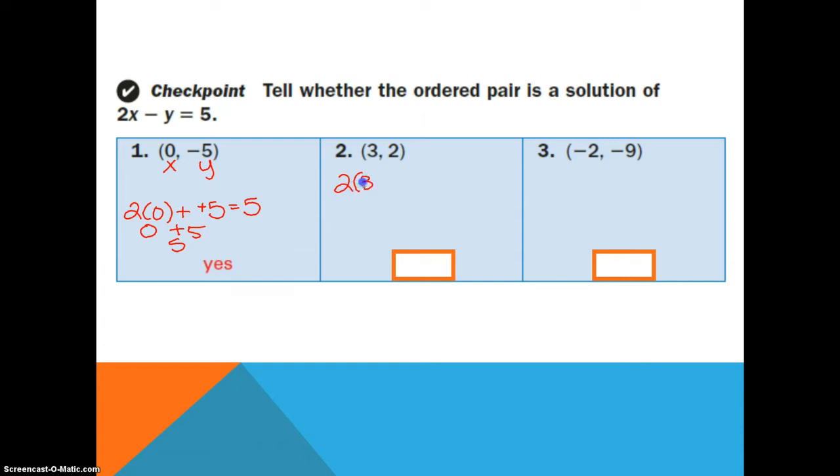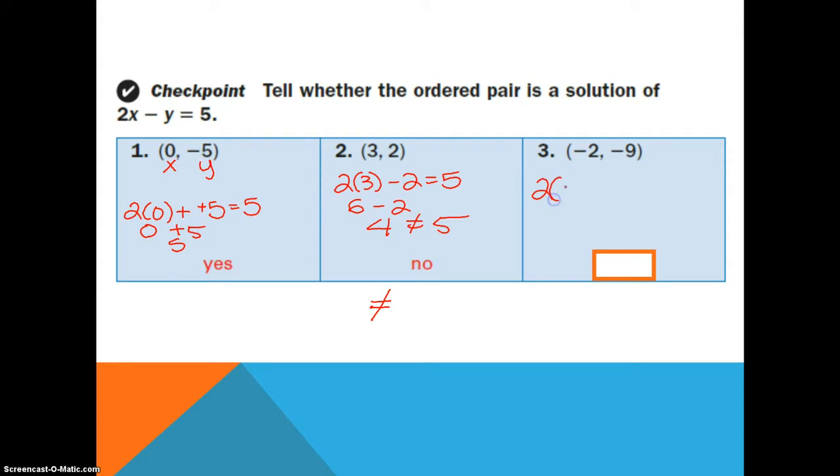Number 2, 2 times 3 is 6. 6 minus 2 is 4, excuse me. And that is still not 5. We use this symbol, the equal sign with a slash, to represent does not equal. It is no.